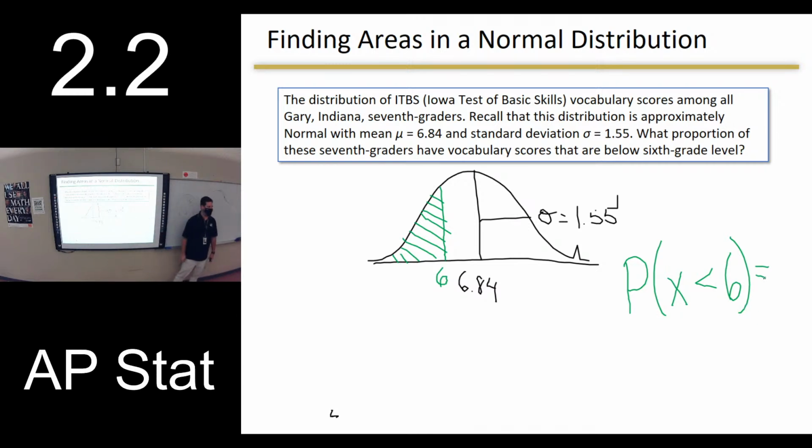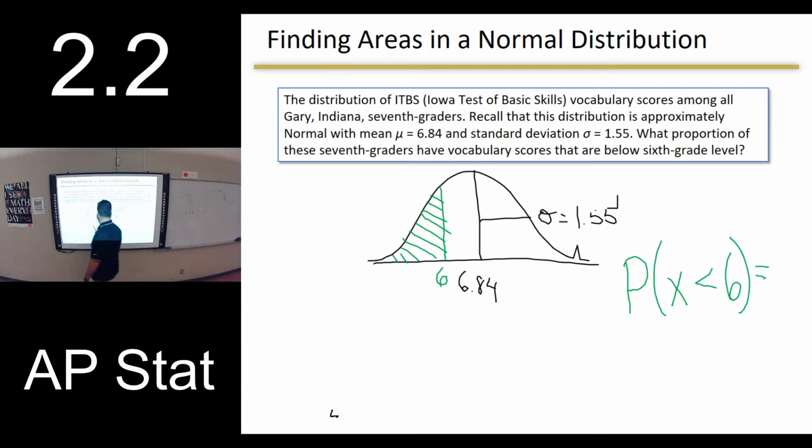Big P means the probability of. So this says right here, what is the probability that my value will be below 6? Okay? Fair enough, we all kind of follow along. What is the probability that the value will be below 6?